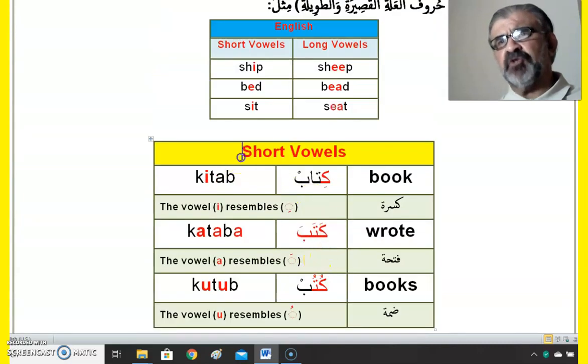The first one is about short vowels. Let's take an example. The word book. In Arabic, it's written as the following. Kitab. This is a short vowel representing the kasra, which is one of the diacritics in Arabic, and it is written under the letter, as you can see. Kitab. It resembles this kasra. We call this kasra.